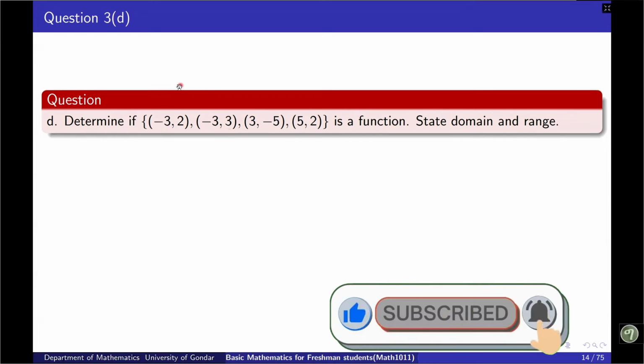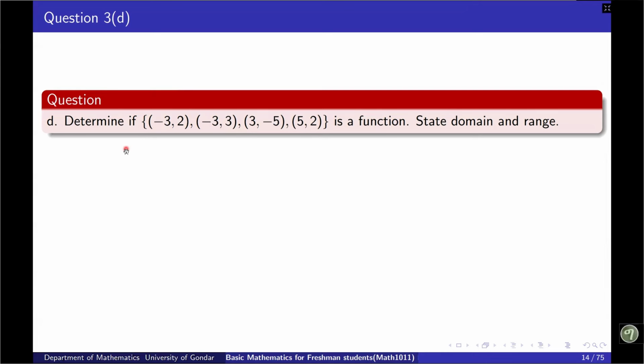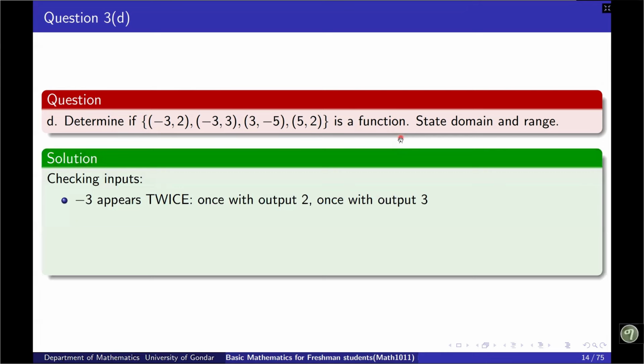Okay, so the next one: determine if this relation is also a function. That is the same question. In order to check whether this relation is a function or not, we know that -3 appears twice, with 2 and with 3.